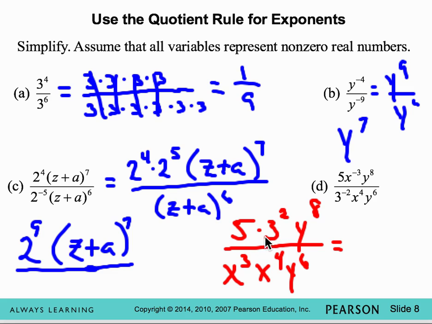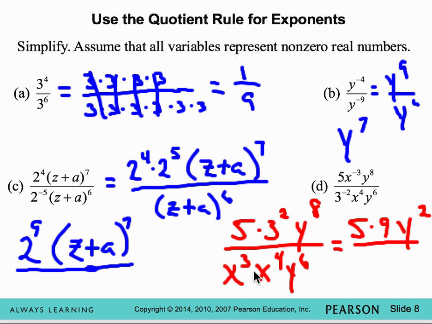Okay, I cannot multiply that 5 times 3. I got to do the exponent first. Remember your order of operations. Exponents first. So this is 5 times 9. Okay, now I've got 8 y's on the top and 6 on the bottom. So 6 of them are going to get to cancel out, and that's going to leave 2 y's on the top.